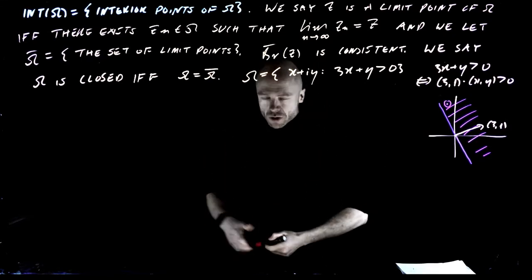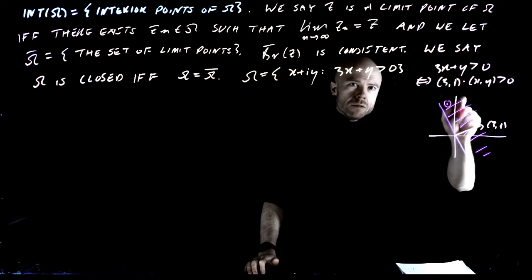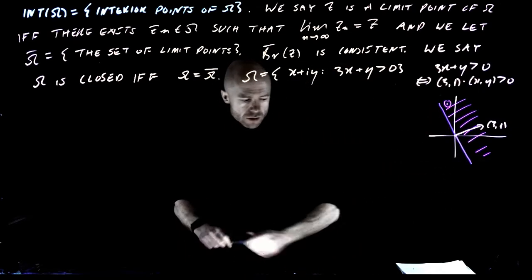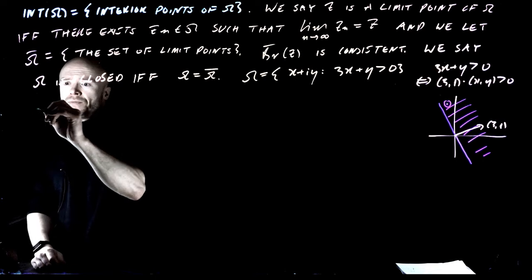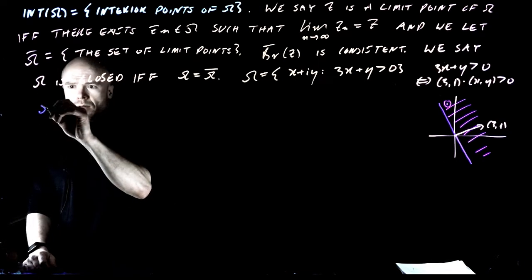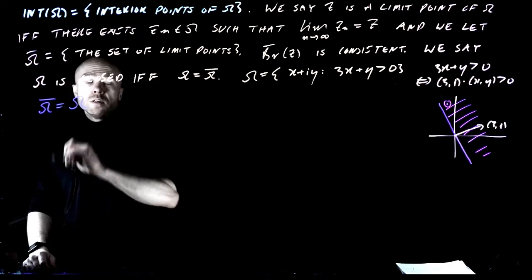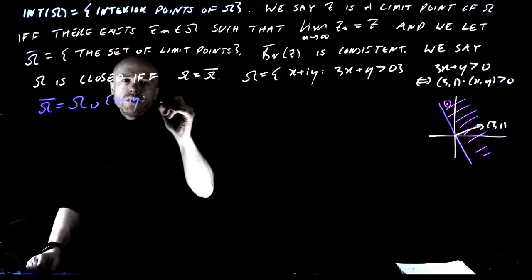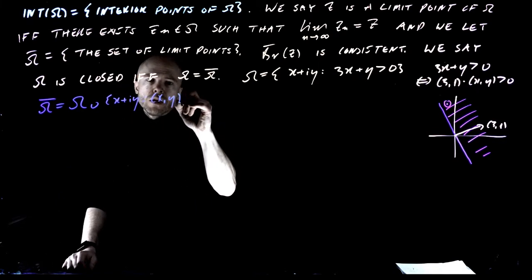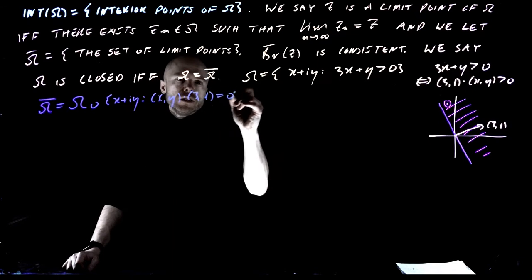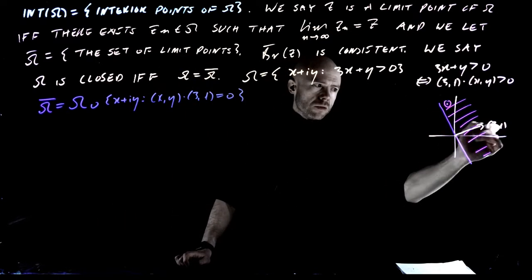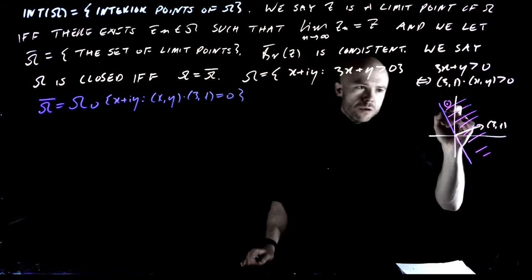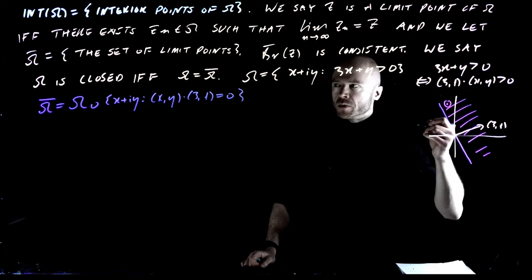Yeah. What's the set of limit points of this thing? It's everything inside this set, of course, plus this line defined by this. So omega closure is equal to omega union this line, the set of x plus iy, such that (x,y) dot product (3,1) is equal to 0, which is exactly this line perpendicular to this vector (3,1). Yeah? Because those are the only additional points we get from adding the limit points.